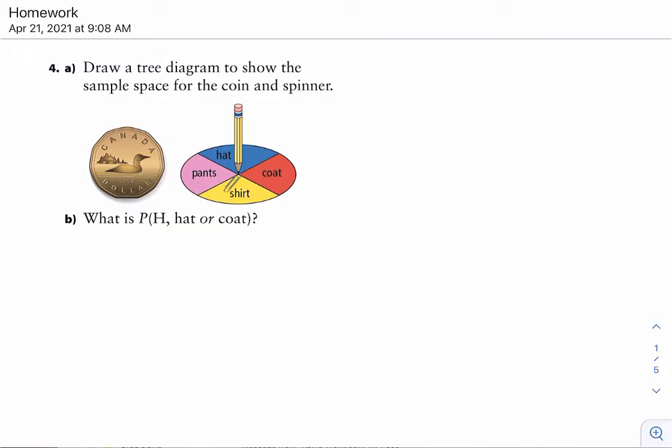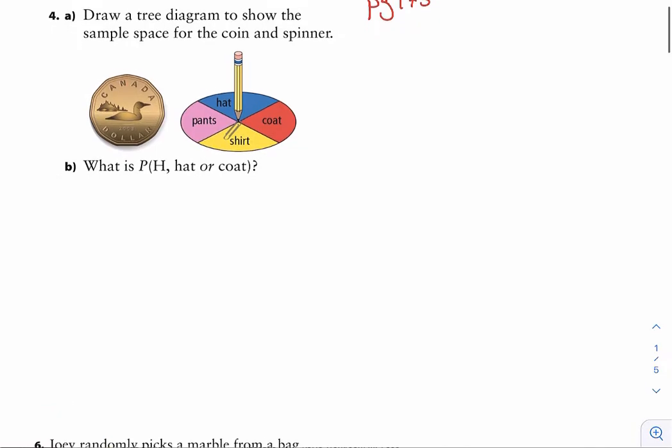Okay, so I'm going to go over each of the questions from the homework and walk you through those in case you had any concerns. So this was from page 175. The first one asks you to draw a tree diagram to show the sample space for the coin and the spinner. And then, what's the probability of getting heads in combination with a hat or a coat? So we're going to start with the tree diagram.